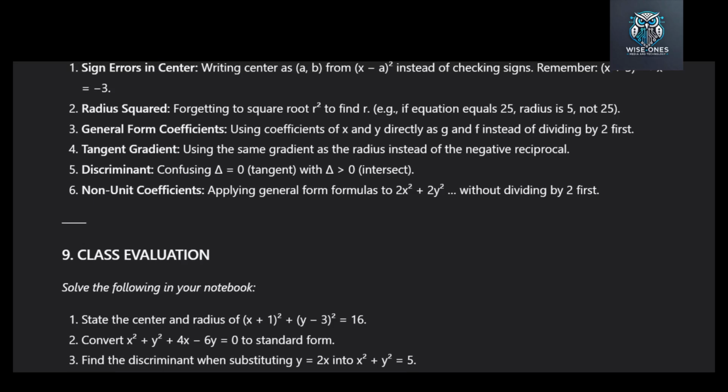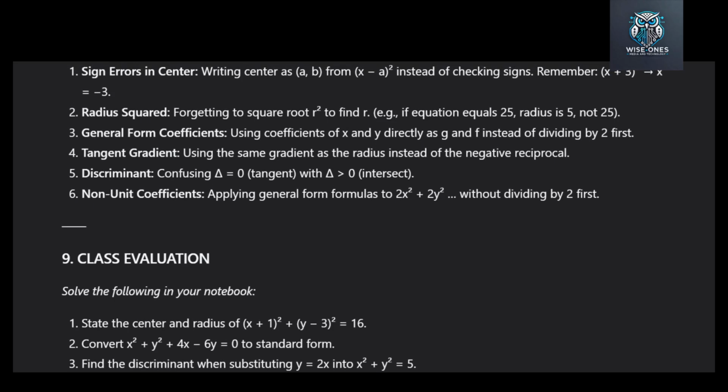Writing center as (a, b) from (x - a)² instead of checking signs. Remember, (x + 3)² means x equals negative 3. The sign flips. Mistake number 2. Radius squared. Forgetting to square root r² to find r. If the equation equals 25, radius is 5, not 25.